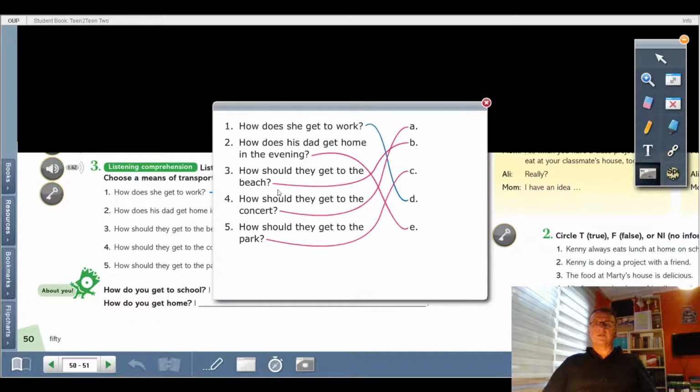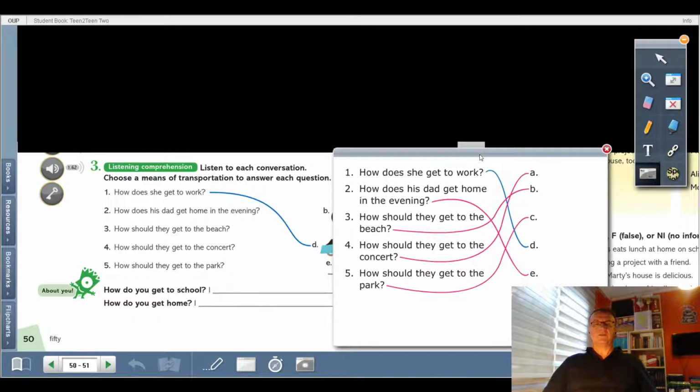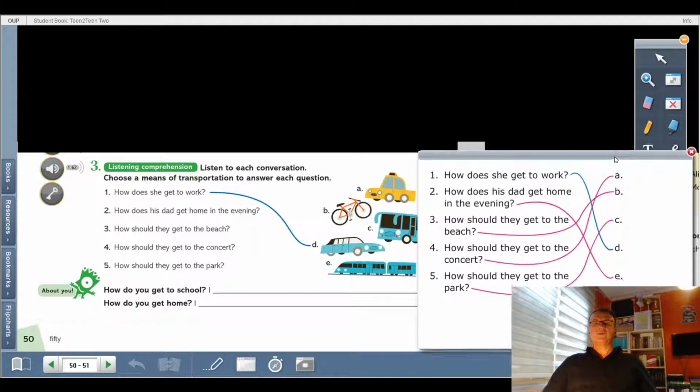Okay, let's look at the answers. You see the answers here. How does she get to work? It's by car. How does his dad get home in the evening? He goes by train. Goes home by train. How should they get to the beach? Okay, riding a bike.